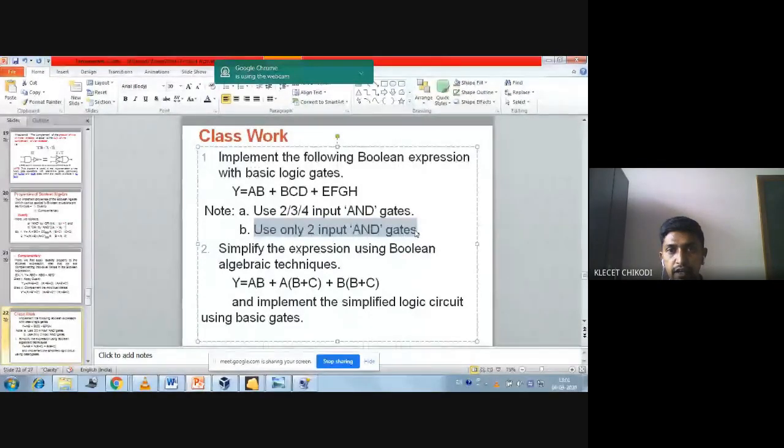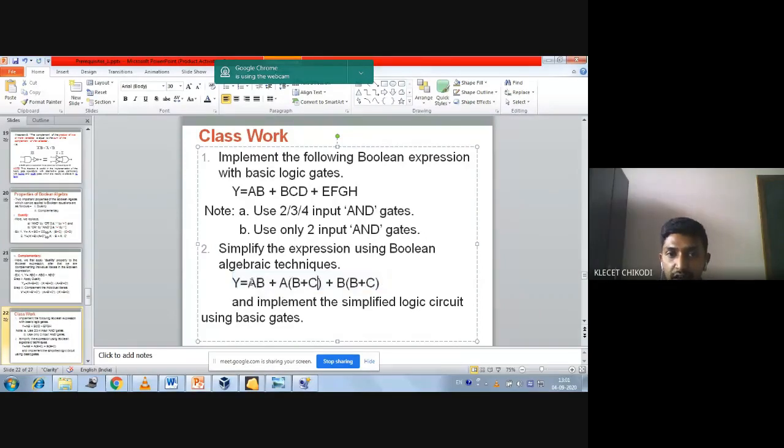Fine. And this is one more. Better you note it down. Simplify the expression using Boolean algebraic equation. You write this equation. I need answers for the logic circuits for both of these. I may randomly ask anybody. Better you note it down, all of you. So the second expression is y is equal to a into b plus a into b plus c plus b into b plus c. So what you have to do here is, all of you just listen here.